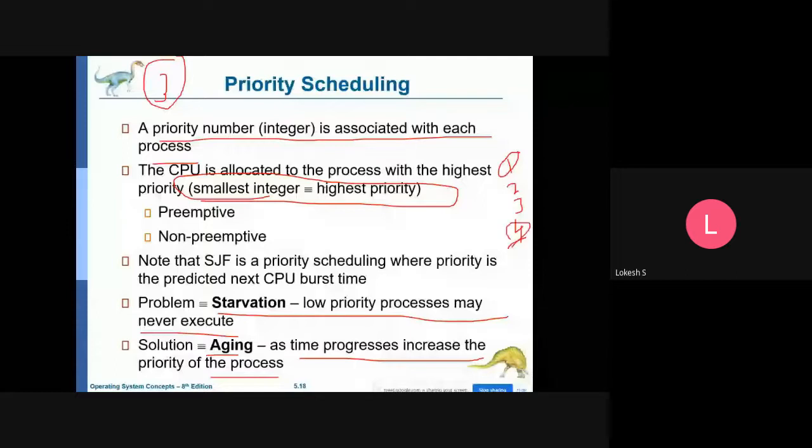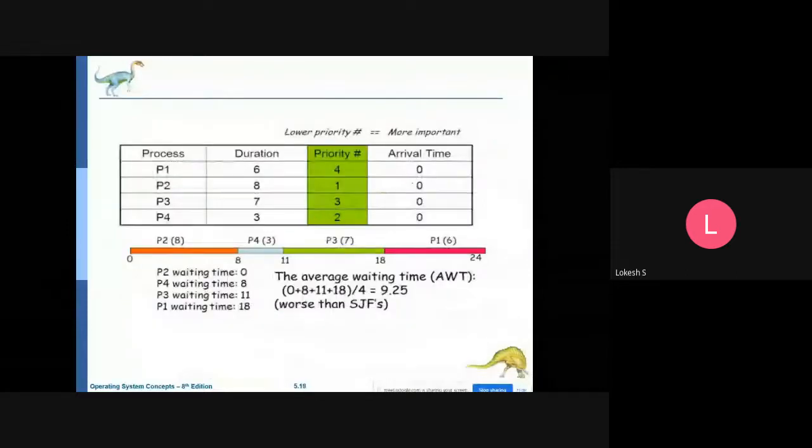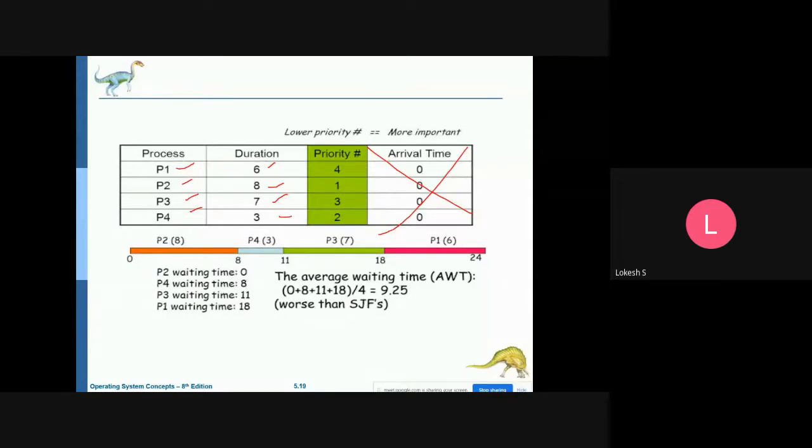Okay, so here is an example. Forget about this part. Arrival time is 0. There are 4 processes, P1, P2, P3, P4. Burst times or durations are 6, 8, 7, 3. For this problem you are provided with the priority. The priorities are 4, 1, 3, 2. So here the priority for each process is given.